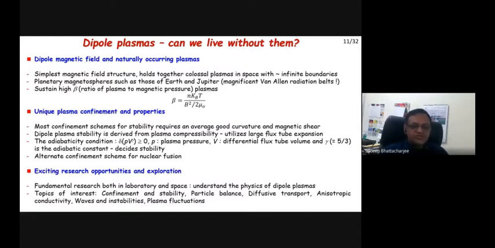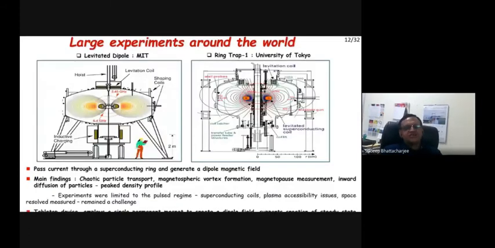And people have proposed this dipole concept as an alternative for nuclear fusion. Now, there are exciting research opportunities, as I say, both in fundamental laboratory plasma and in space plasma. One can understand the physics of dipole plasmas. Now, topics of interest are confinement and stability, particle balance, diffusive transport, anisotropic conductivity, waves and instabilities, plasma fluctuations. These are some of the main topics of interest. Now, I will tell you about some large experiments in the world where people have tried to create such dipole plasmas.